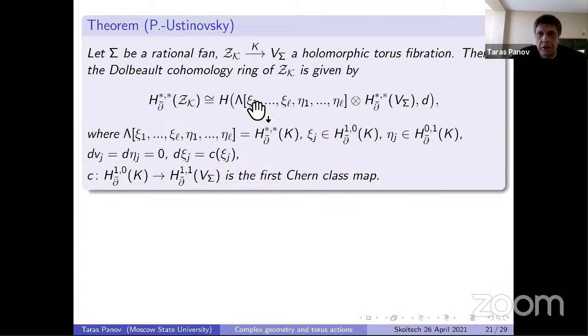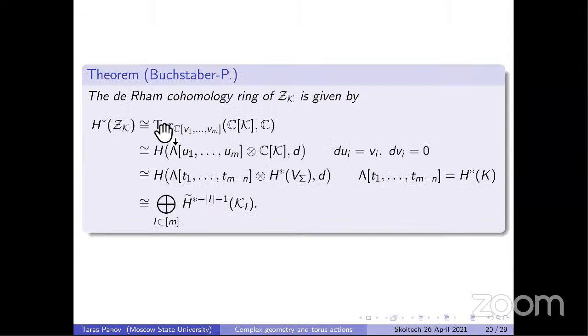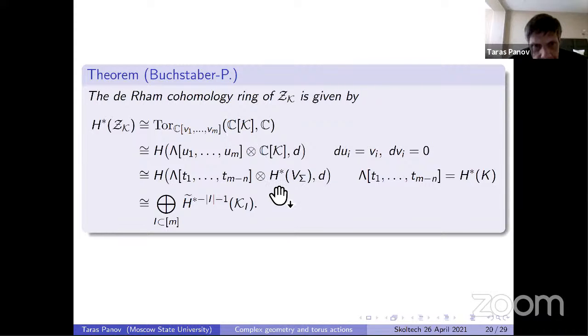So you can have a description of this Dolbeault homology, which in a way is similar to the description of the de Rham homology, which we had with Victor a long time ago. So it's a similar Koszul type model. You take the differential graded algebra with a simply defined differential and take its homology.